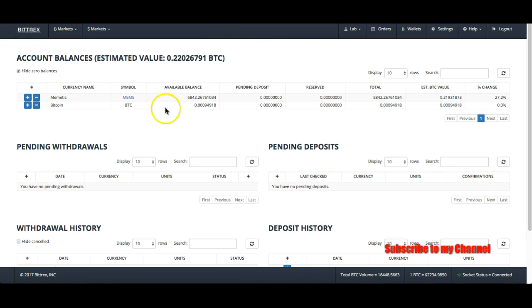And as you can see, it still has not gotten here because these transactions take between 10 to 15 minutes. So we're just going to continue to wait a little bit longer. And once it's inside of here, I'm going to show you how to use your BTC money to buy other cryptocurrency.